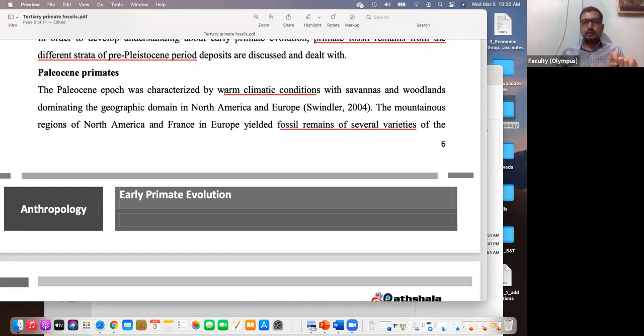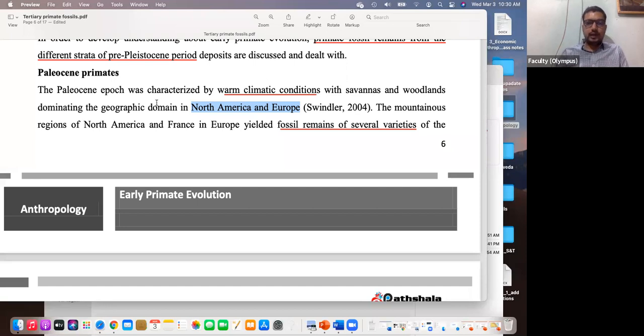And most of the inhabitants that we see were found in North America and Europe. Studies have pointed out that the conditions were warm in the Paleocene epoch. And especially we started noticing some dominant forms of this in North America and Europe. Mountain regions started showing up in North America and France, and this is where the majority of the fossil evidence related to Paleocene times comes from.